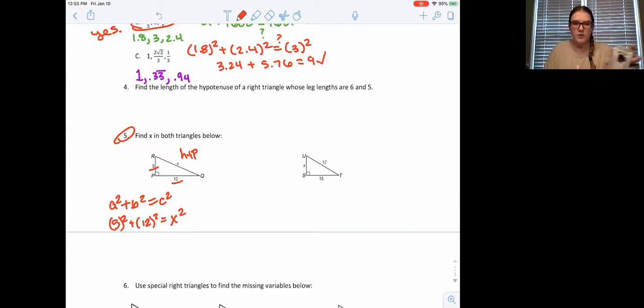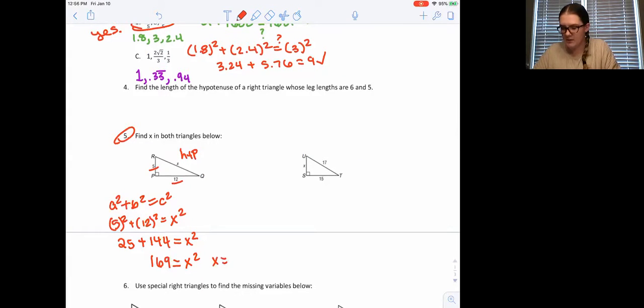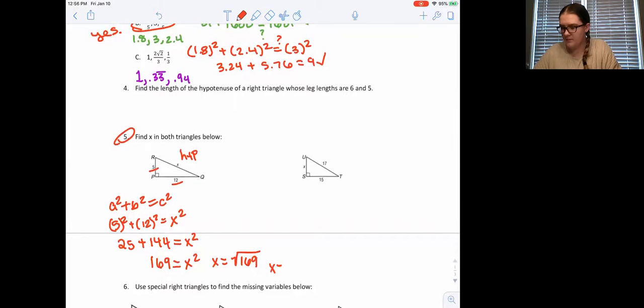Okay, so now we're just going to use some algebra and solve for x. So 5 squared gives us 25. 12 squared gives us 144. We set that equal to x squared. Let's simplify that one more step. 169 is equal to x squared. So in order to find x, we would take the square root. So x equals the square root of 169. So x equals 13. Okay, so we've used the Pythagorean theorem on our right triangle to find the missing hypotenuse.